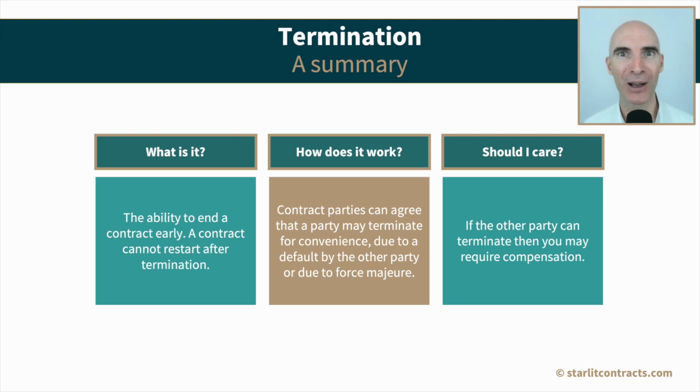The final example is when there's an event of force majeure, and you can see our separate video on that topic. The idea of force majeure, though, is that there's some act of God or other event which is beyond the control of the parties, and that event impacts on the ability of the parties to perform the contract. In that situation, it could be that one or both of the parties have the ability to terminate the contract.